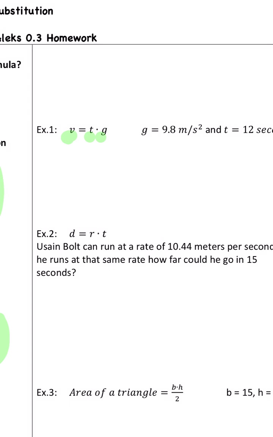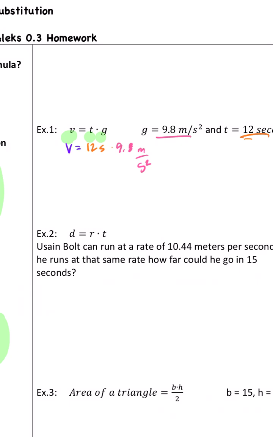We're going to write the variables out and fill in the gaps. So the time is 12 seconds. Here we have time, that's going to be 12 seconds, times 9.8 meters per second squared. Now, I'm not going to mess too much with the units, but I could show you a little bit.